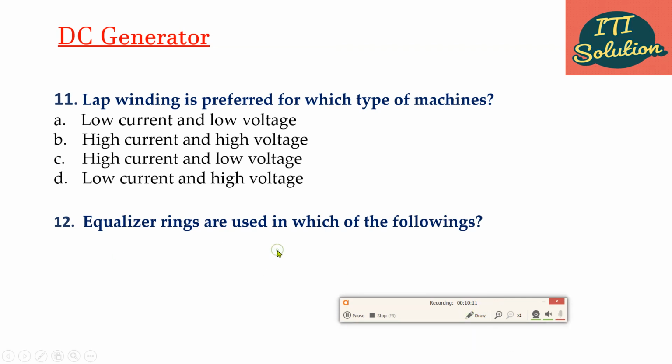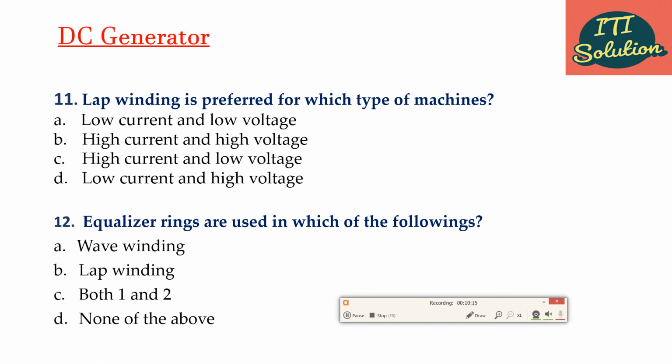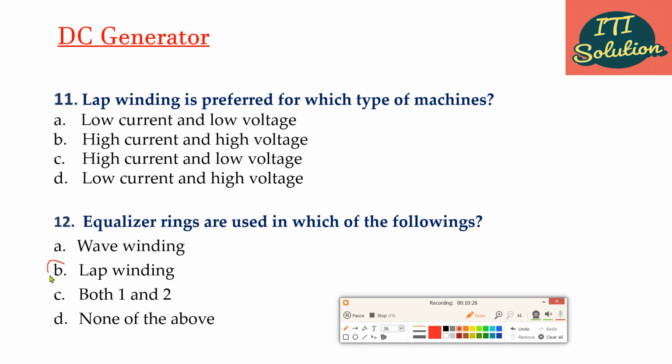Equalizer rings are used in which of the following? Option A, wave winding. Option B, lap winding. Option C, both 1 and 2. And option D, none of the above. Correct answer is option B, lap winding.